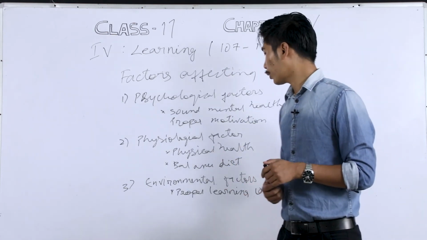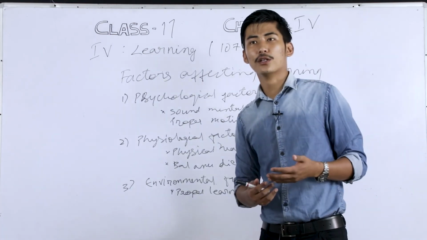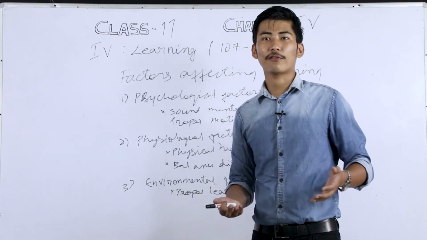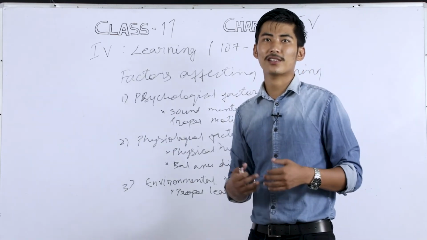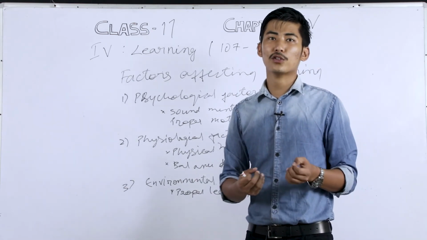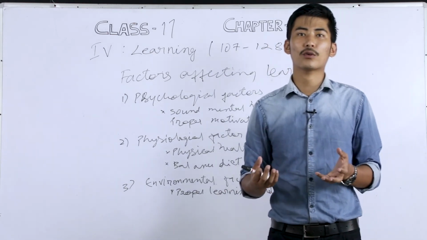And then the third one will be the environmental factor. When it comes to environmental factor, proper learning conditions. Proper learning conditions means that the environment should be good. The place that you are studying, or the place where you are living and staying, should be good, and it should be clean. At the same time, it should be free of noises, no loud noises.